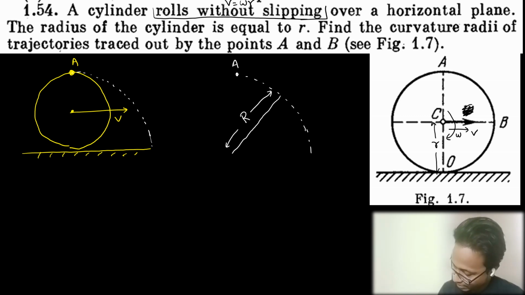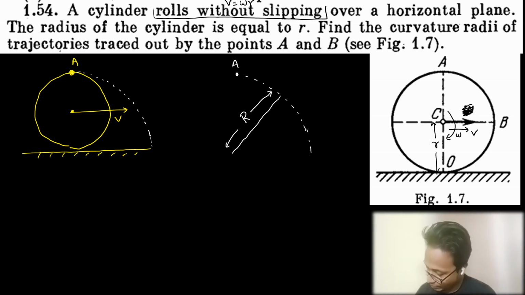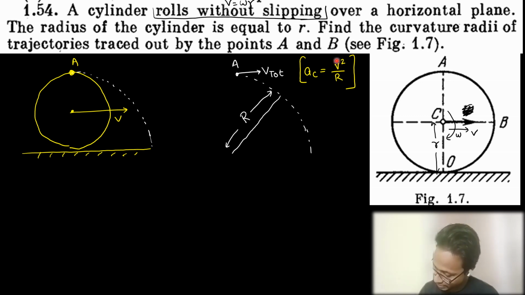Now, how do I approach this kind of problem? The simple method of approaching this kind of problem is we use centripetal acceleration. Centripetal acceleration is equal to v square by r, where v out here is nothing but the total velocity, a_c out here is the total acceleration acting normal to the total velocity, and r is the radius of curvature. So how do I find this?